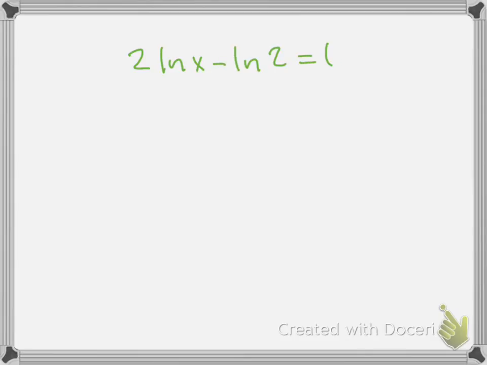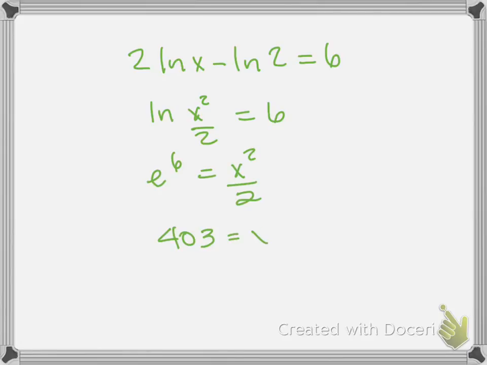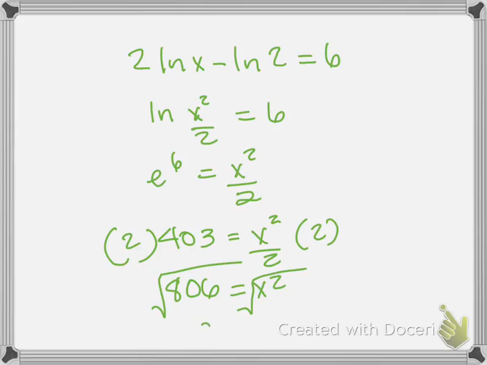Again here, 2 times the natural log of x minus the natural log of 2 is equal to 6. I use my power property. I use my quotient rule. I rewrite it as a single logarithm, a single natural log. And then I solve it. So take a minute and look through the steps and notice that it's just basic. Once you get it into that exponential form, that exponential equation, you're just solving.